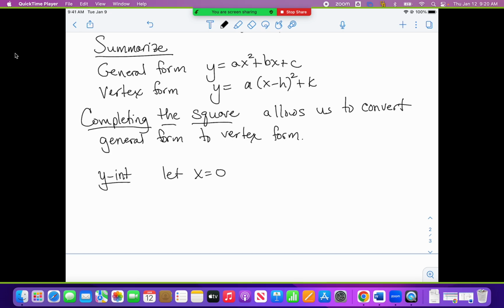One more thing I'd like you to write down just so you have a nice location for it. It's not new. You've been doing x and y-intercepts since Algebra 1. But to find a y-intercept, you let x equal 0. To find an x-intercept, you let y equal 0.